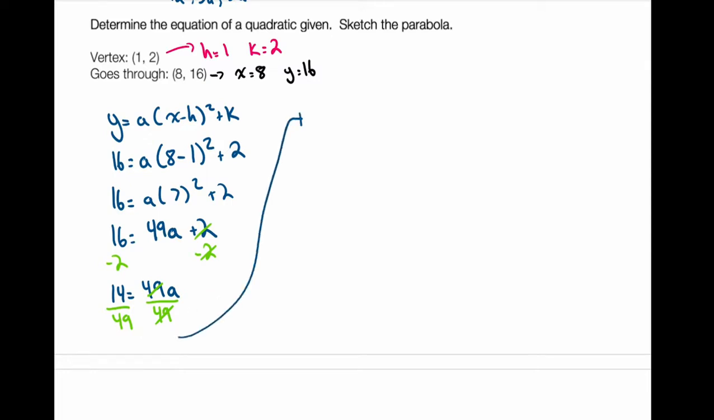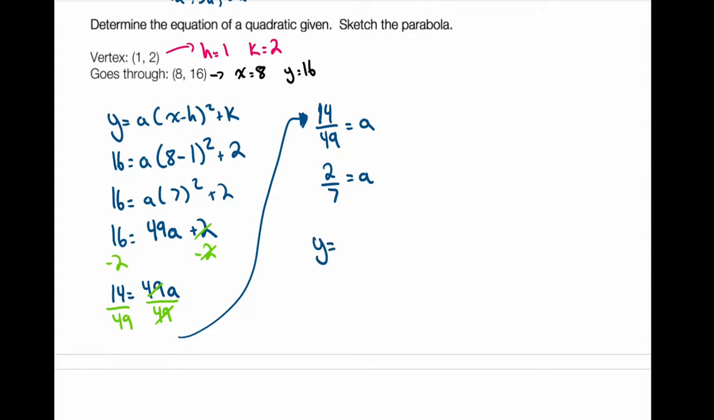bring this up over here, we have 14 over 49 equals a, and we can reduce this fraction to 1 over 7, which equals a. Or not, sorry, not 1 over 7, 2 over 7, because both numbers can be divided by 7. 14 divided by 7 is 2. 49 divided by 7 is 7. So now I have my a value, so I can rewrite my equation.